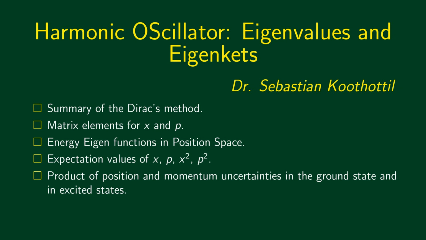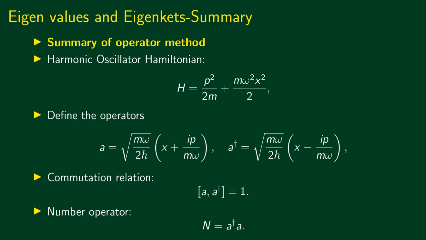We will be calculating the matrix elements for the operators x and p. We shall obtain the energy eigenfunctions in position space. We will calculate the expectation values of x, p, x square, p square, etc. We shall also illustrate the generalized uncertainty relation. For this, we will be calculating the products of position and momentum uncertainties in the ground state and also in excited states. Before going into all those, let's revise what we already learned in the previous class.